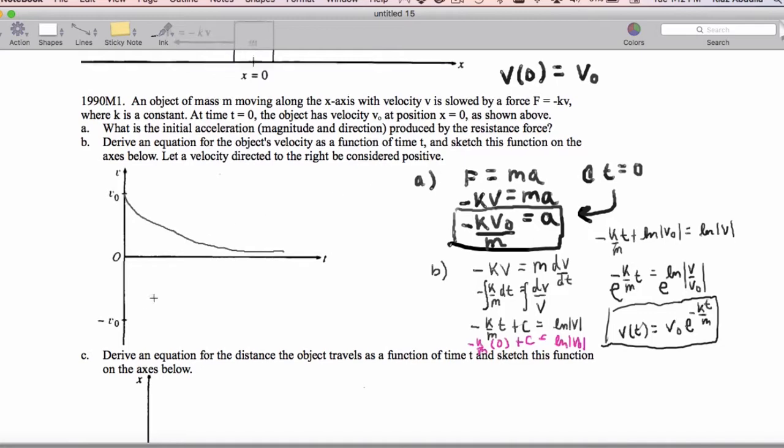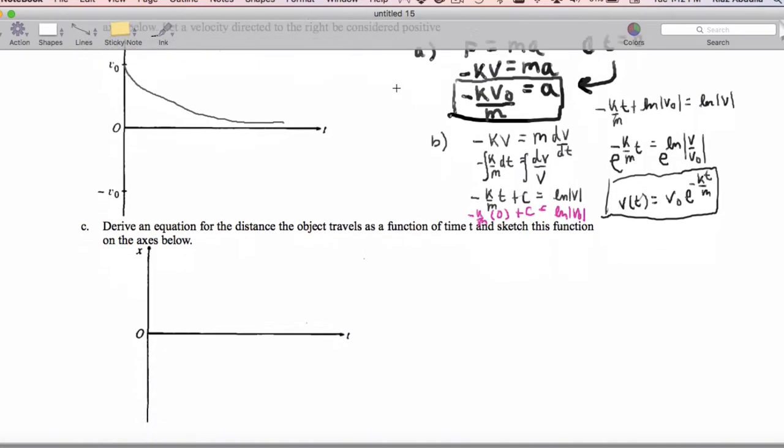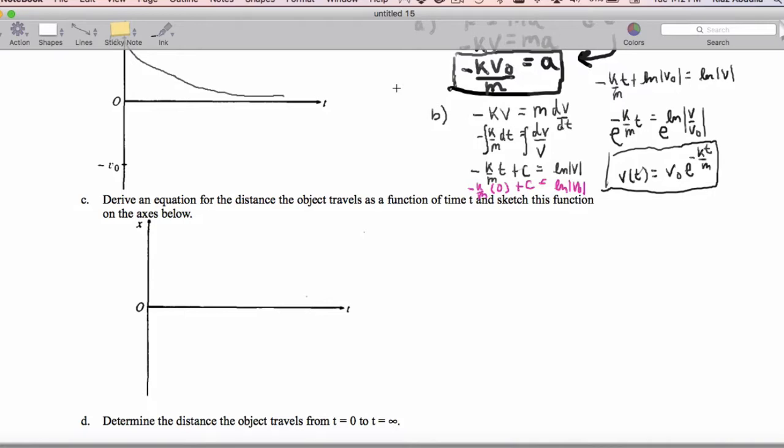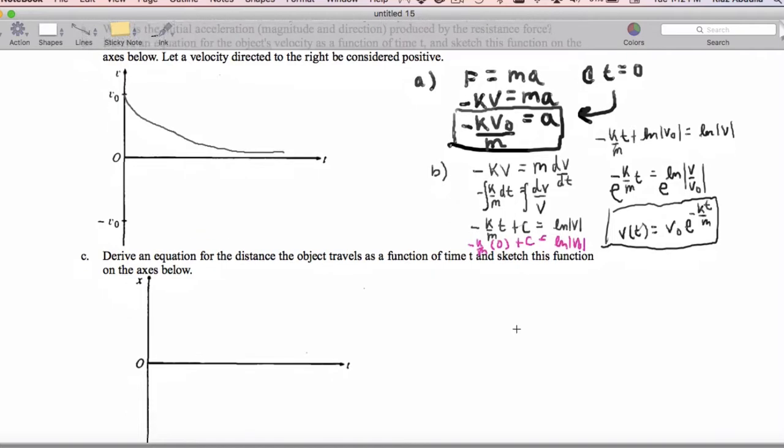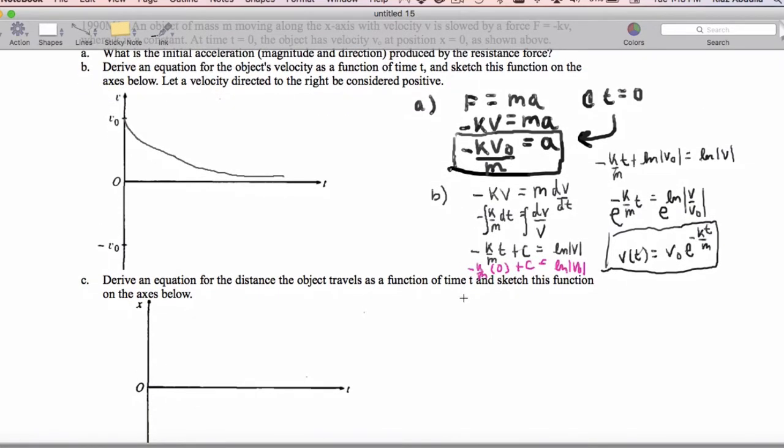All right, next we want to actually derive an equation for the distance the object travels as a function of time and sketch this function on the axes below. So now we want to get x as a function of time, and we're going to get that by integrating v. Number one mistake I see students make, given that you've had some of this in calculus and some in mechanics, is what we don't want to be doing. I'll just write the wrong answer here, and then I'm going to erase it.